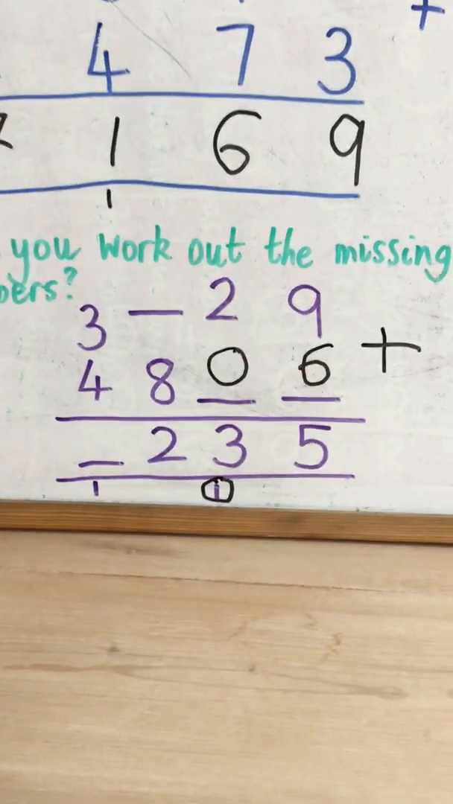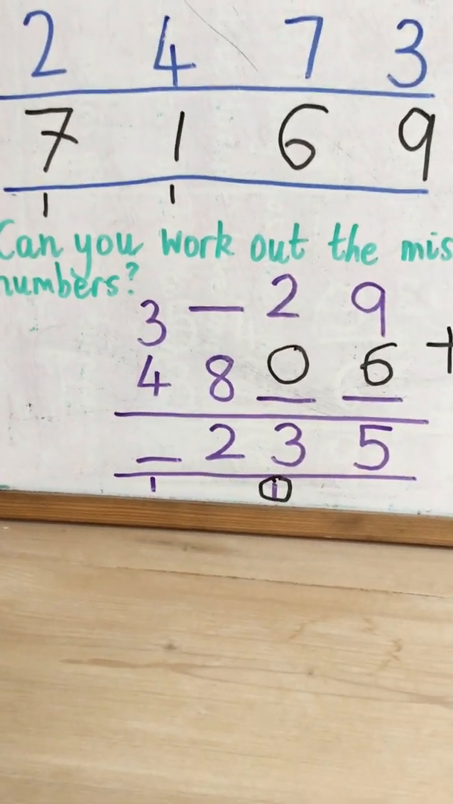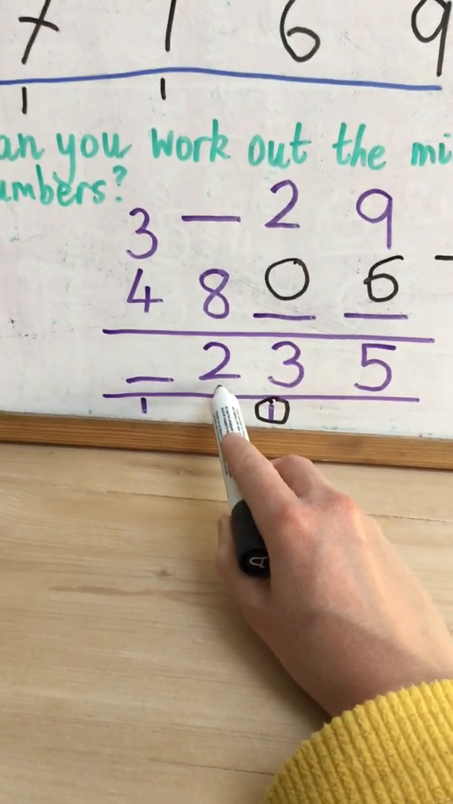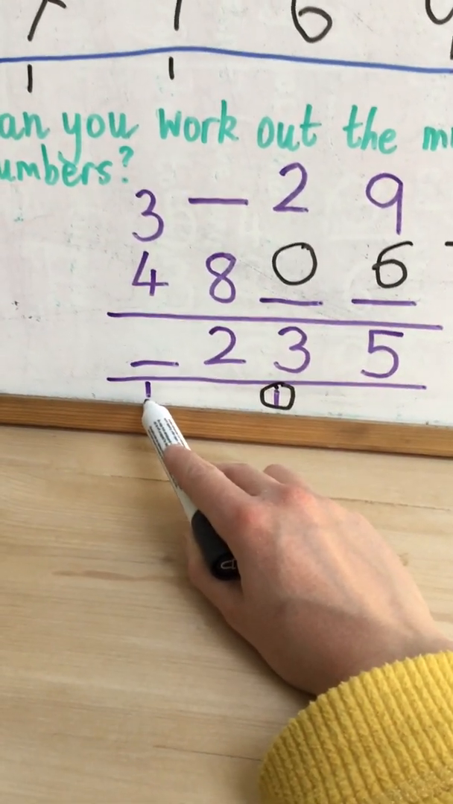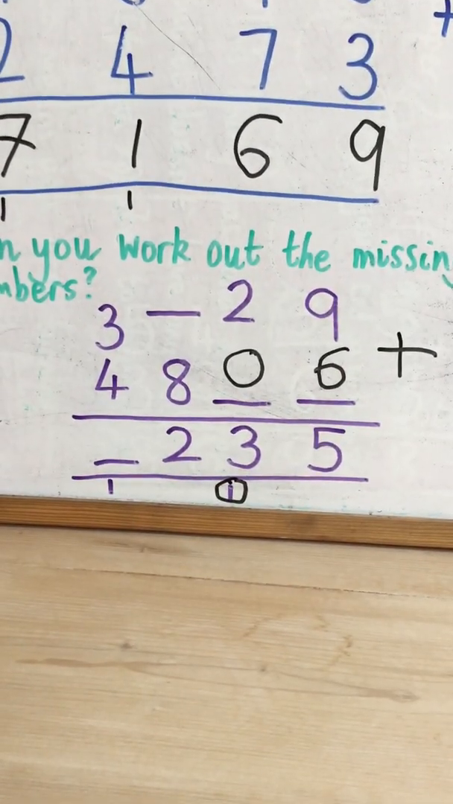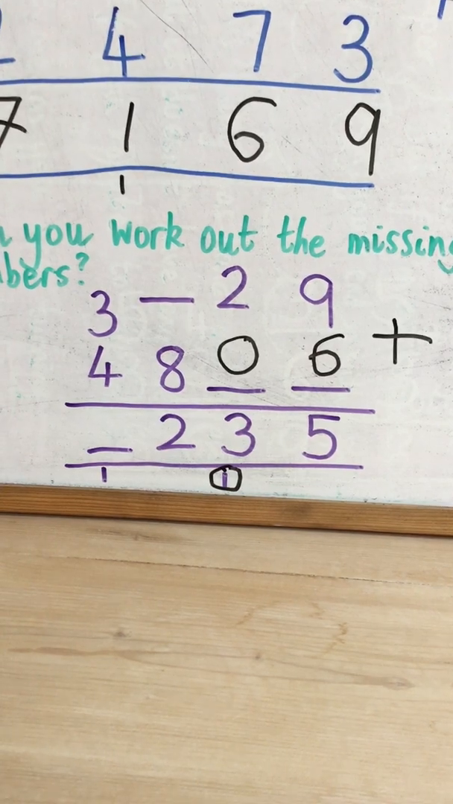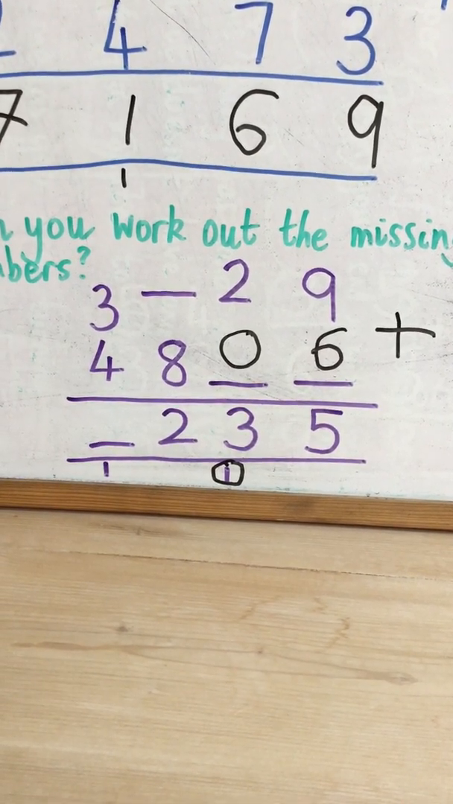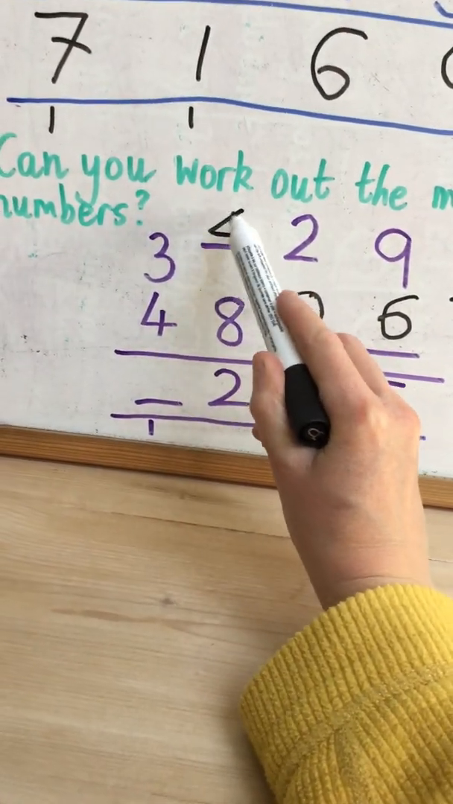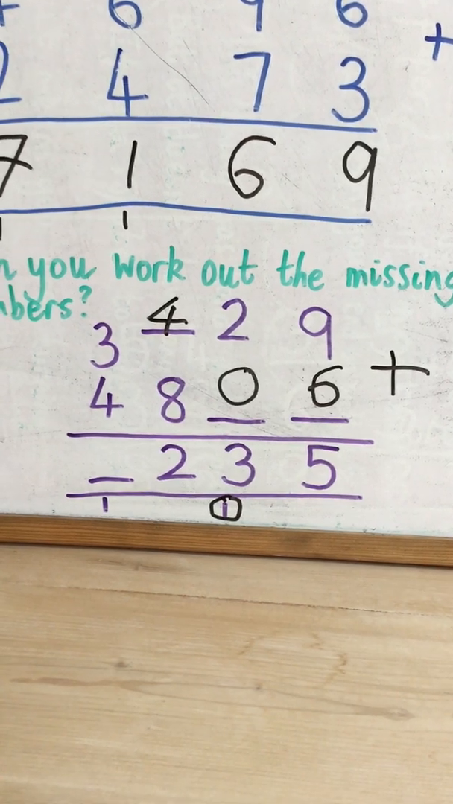Moving along to my hundreds column, something plus 8 gives me 12. If you look very closely, I've got a 2 in the column and I've had to carry over 1 into the thousands. So something plus 8 gives me 12. Again, I'm going to use the inverse to help me work out the missing number. So I'm going to do 12, subtract 8, which I know gives me 4. And you can double check that. Does 4 plus 8 equal 12?